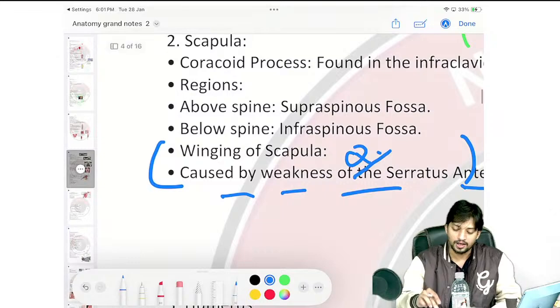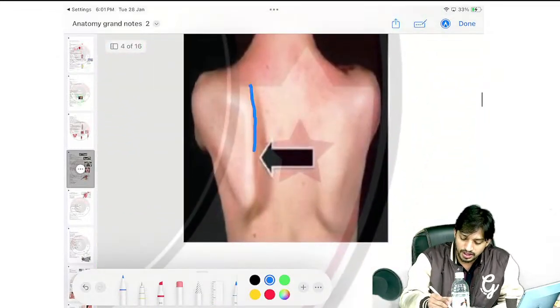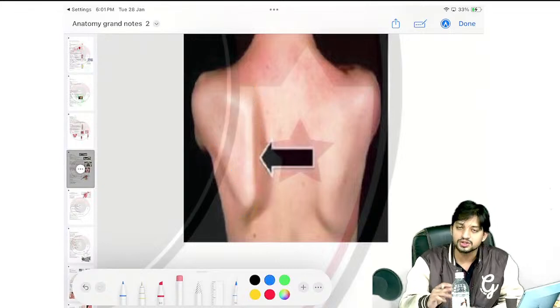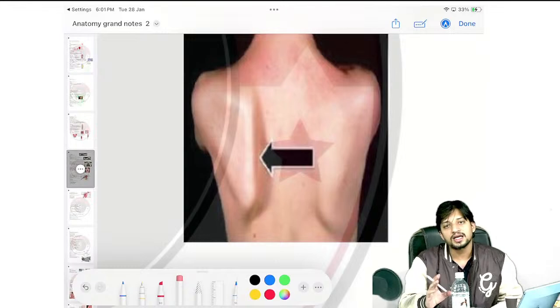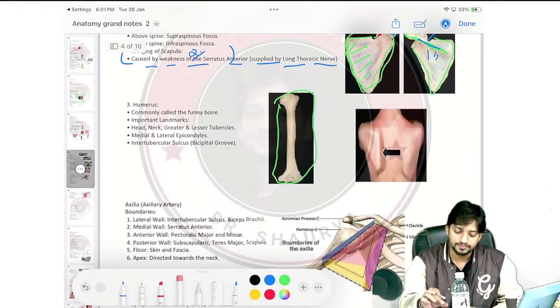Winging of scapula. So how will it look? We will show you. This is the image. You can look here. This is how the winging of the scapula looks. This happens due to weakness of the serratus anterior muscle, which is supplied by the long thoracic nerve.